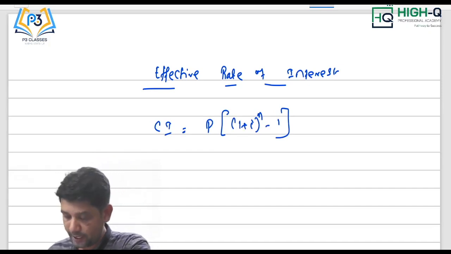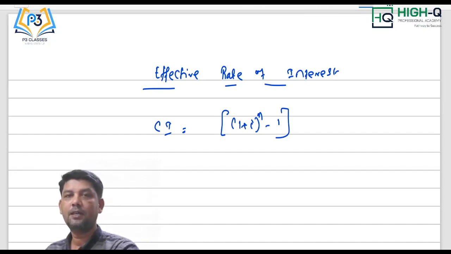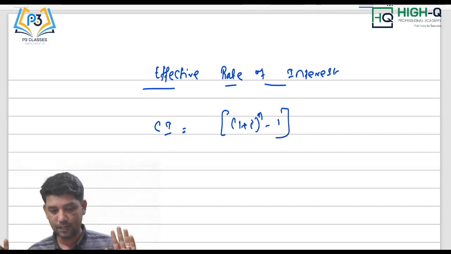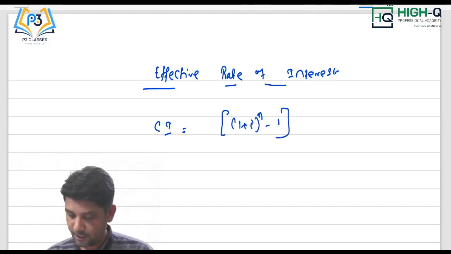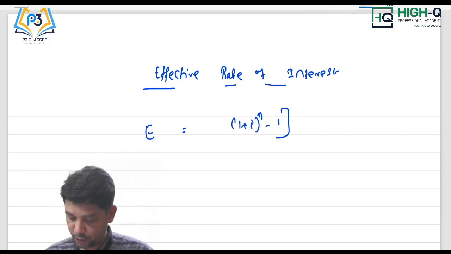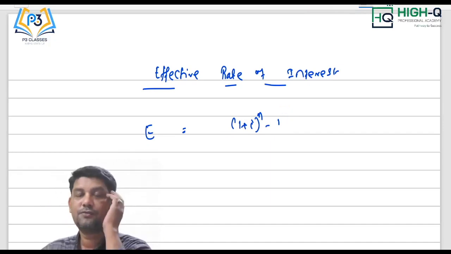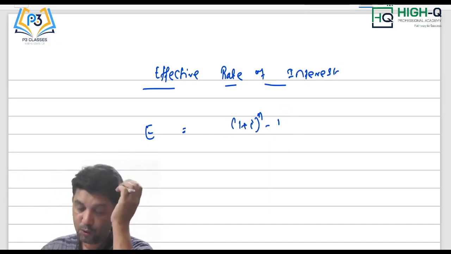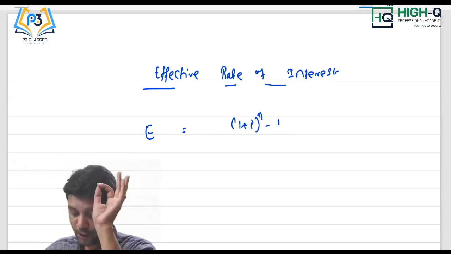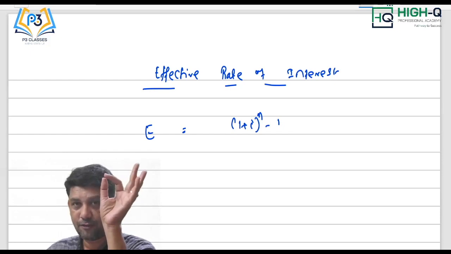Now, what exactly is the effective rate of interest formula? It is independent of principal, my dear. So the effective rate of interest formula is nothing but (1 plus I) whole power n, minus 1. This much only. So E is equal to (1 plus I) whole power n, minus 1. Is it clear, all of you? Please remember the effective rate of interest formula.